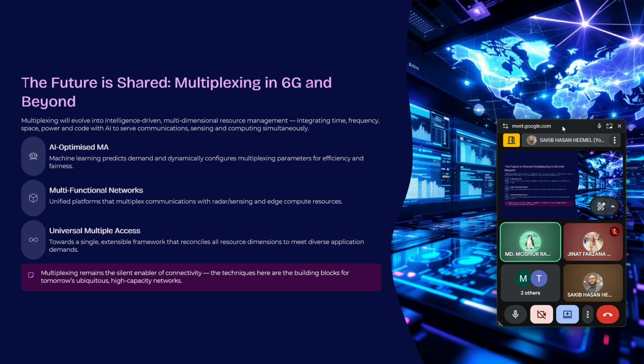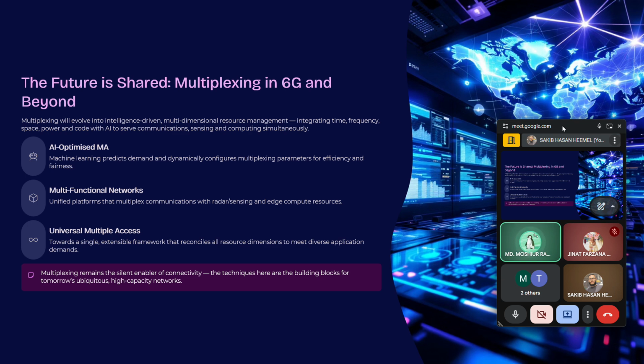The slide before you, The Future Is Shared: Multiplexing in 6G and Beyond, represents a great leap in telecommunication. For decades, multiplexing has been the silent engine of the digital age. It's what allows us to share a single medium, whether it's a copper wire, a fiber optic cable, or airwaves, among millions of users. But as we move into the 6G era, the traditional ways of slicing up time and frequency are no longer enough.